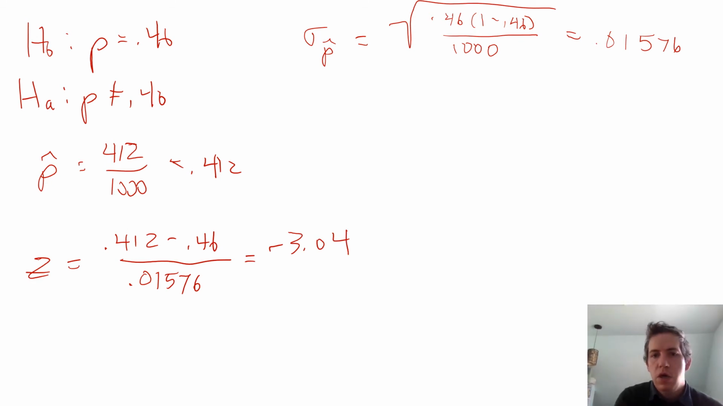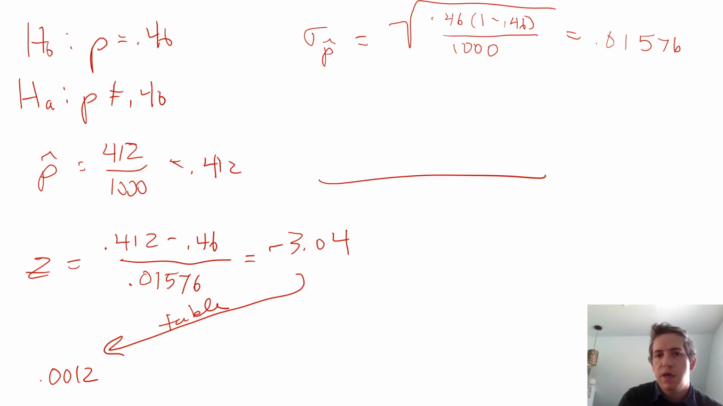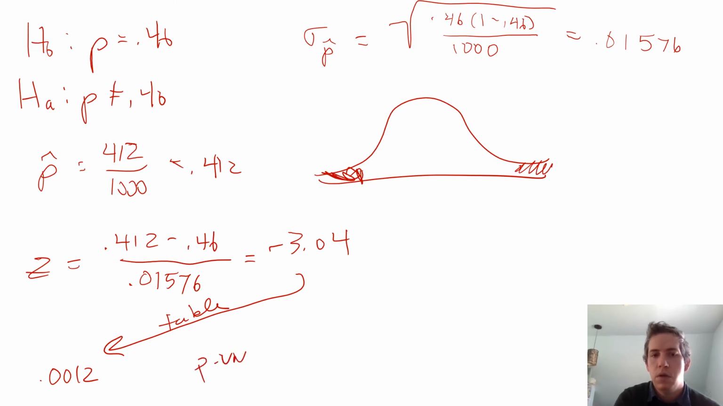So then we look that up on the table, and when we look that up on the table, we end up getting 0.0012. This tells us that in this distribution, this area right here is 0.0012, but remember we want to double that to look at a two-tailed test. So our p-value is equal to 2 times 0.0012, that's equal to 0.0024.